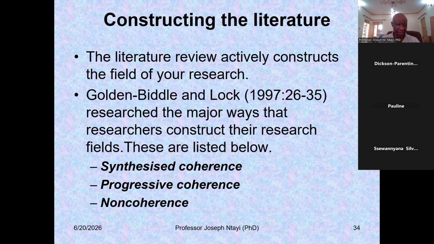Now, as you can see, ladies and gentlemen, Golden-Biddle and Locke, right, who argue that literature review actively constructs research, right, in the various fields or in the various domains. So if you do a good job in terms of reviewing a literature, you will be able to actively construct, right, the field. You'll be able to actively construct, right, your argument in that particular area.